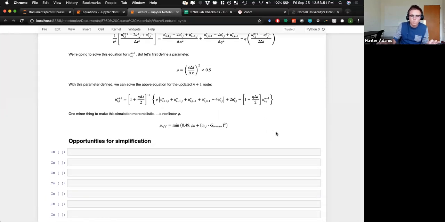And then we introduced one more little piece of complication, which is this parameter rho. We're not going to make this a constant. We're going to make this a function of the amplitude uij. And I had a small typo last time that I wanted to correct. I said that rho is equal to the minimum of 0.49, to enforce that stability condition, or some rho naught plus the amplitude uij. Last time I had a plus here. This should have been a multiplication times a gain squared.